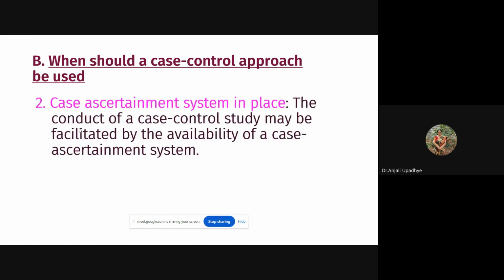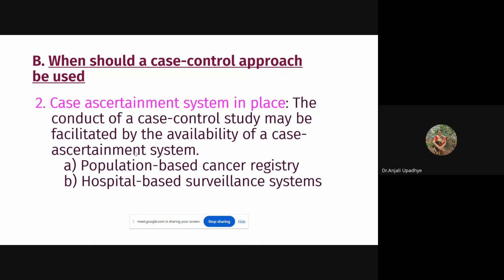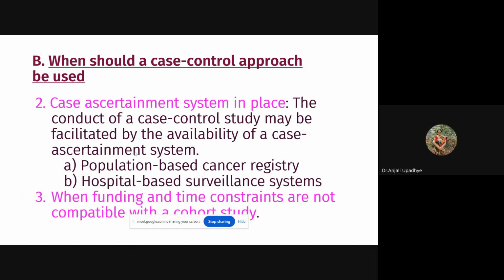When this case control approach is used, a certain system should be in place to conduct a case control study. Infrastructure availability, facility availability, and feasibility of the study in one geographical area or one laboratory: if it is possible, then it is possible to have the case control study. A population-based cancer registry or a hospital-based surveillance system, if that is there, then we will go for case control designs.